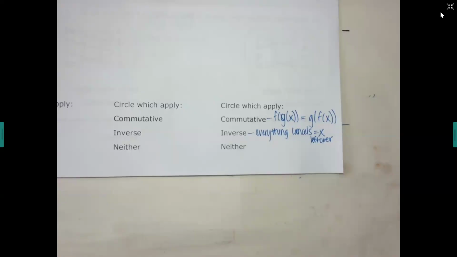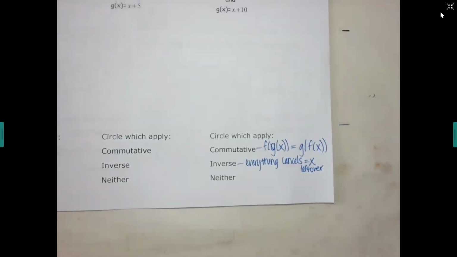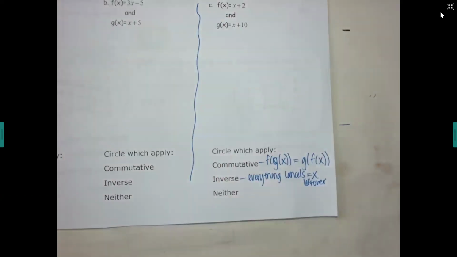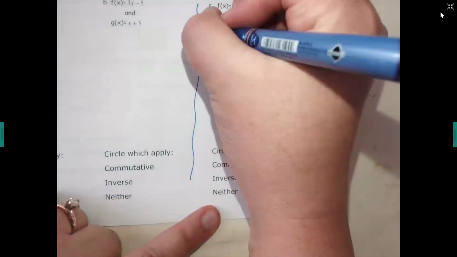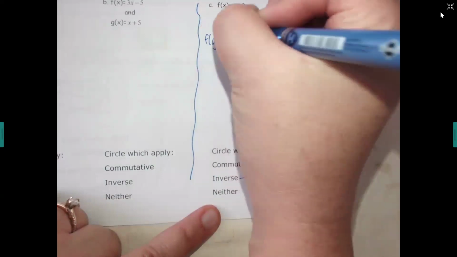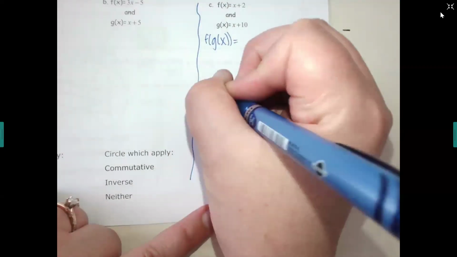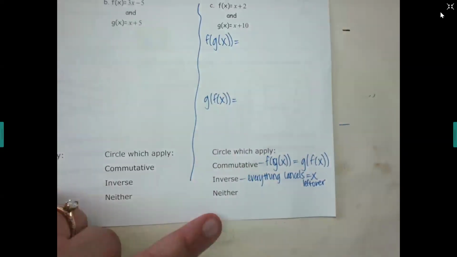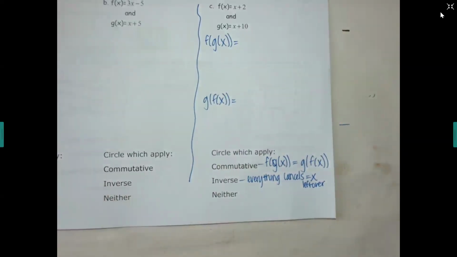So we're going to do one of these. And we're going to do letter C, okay? The one that you just wrote your answers on, or your definitions on. So it says, determine or prove that f and g are commutative, inverses, or neither. So let's see. If I want to do f of g and g of f, for commutative functions, these answers should come out exactly the same. And remember, I'm just plugging one into the other and then doing it backwards.